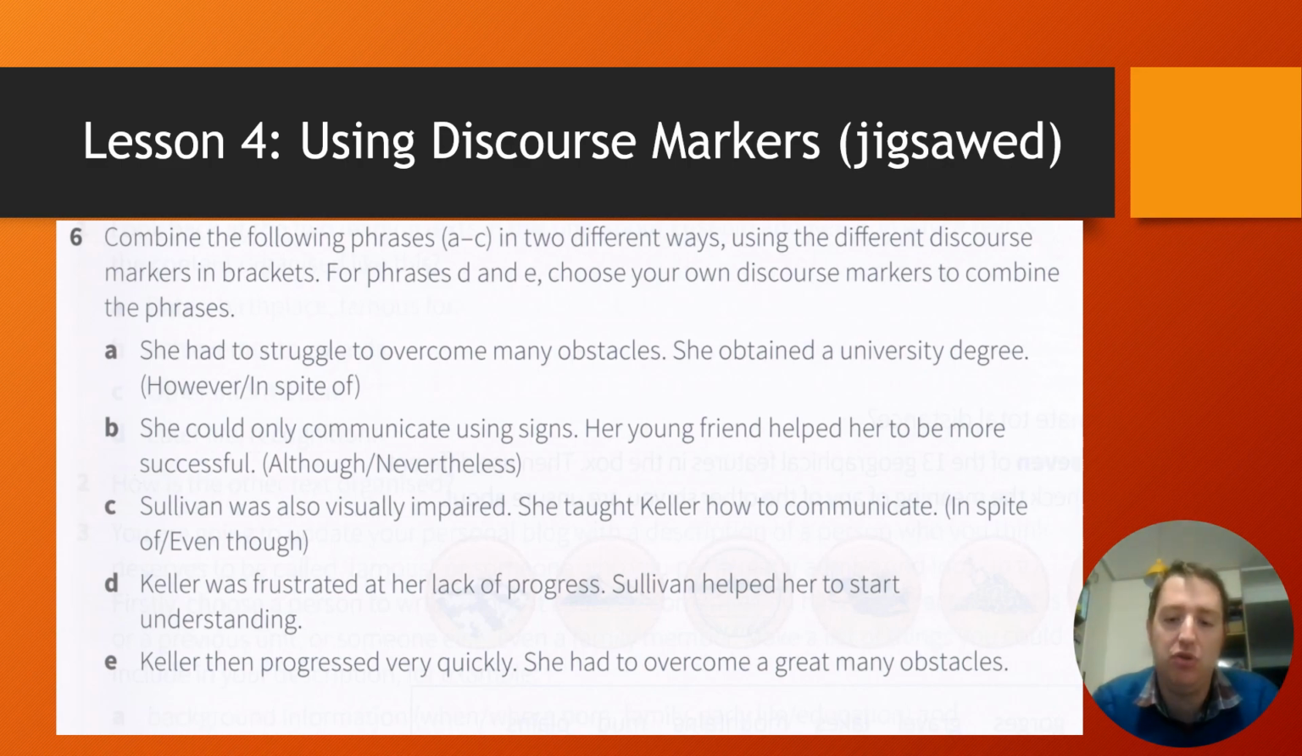And after we've done it for the reading, we've seen examples of it being used in the Helen Keller reading. Now it's time for students to use these discourse markers by writing sentences. And this is a jigsaw activity, which I'll explain in a moment. But as you can see here, there are six sentences, and for the first couple sentences, there are 2 different discourse markers. And the activity is you have to write a sentence using each discourse marker. So you have to write 2 for A, 2 for B, 2 for C. And D and E, you choose 2 for each one, and you write 2 sentences for each. It's a total of 10 sentences.